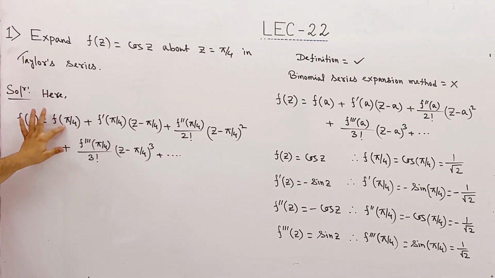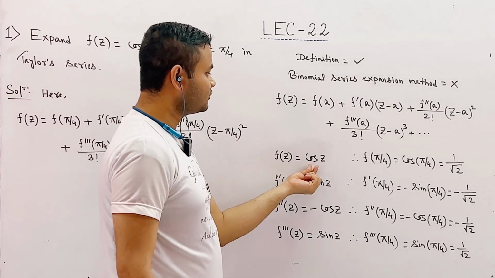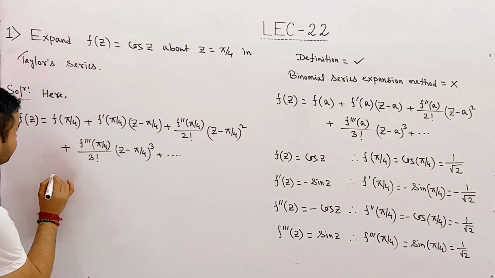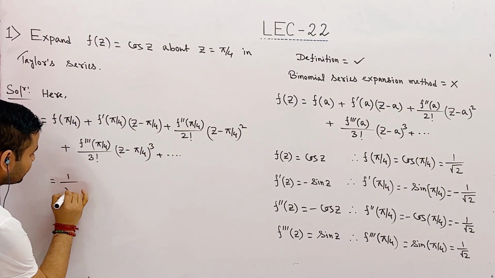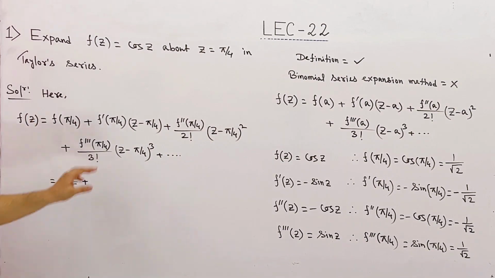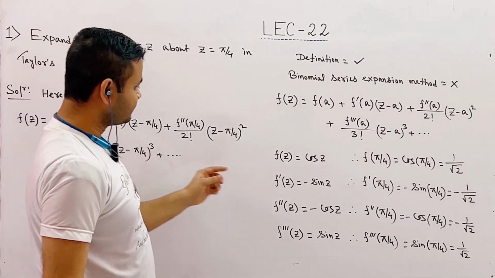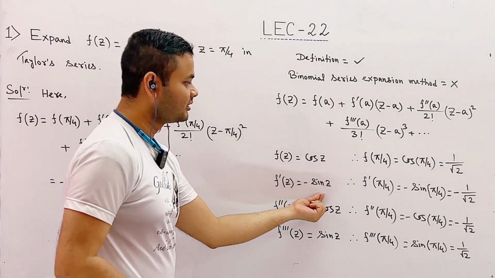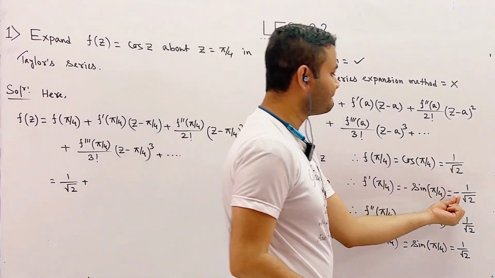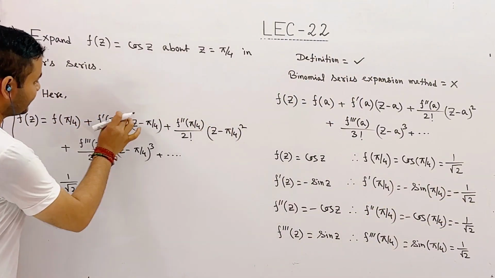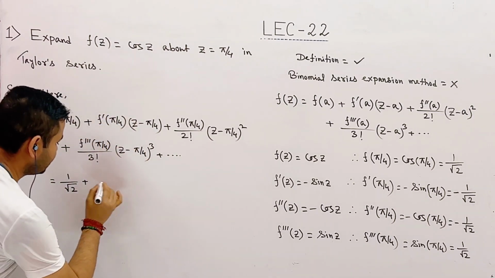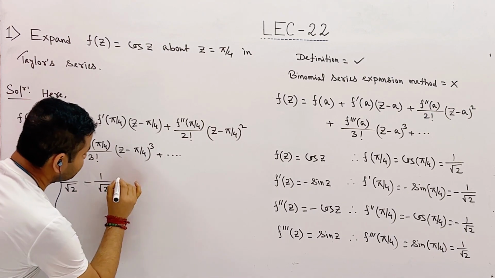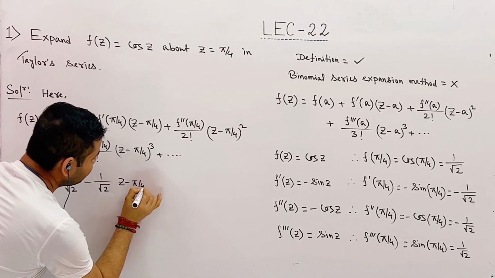First let us find out this value. We know f of z equal to cos z. So therefore f of pi by 4 will be 1 by root 2. So first term will be 1 by root 2 plus f prime pi by 4. Since f of z equal to cos z, so therefore f prime z will be minus sin z. So therefore f prime pi by 4 will be minus 1 by root 2. So the value of this term is minus 1 by root 2 into z minus pi by 4.